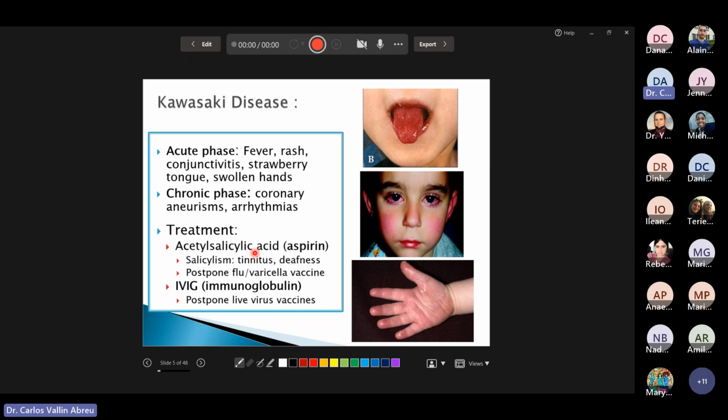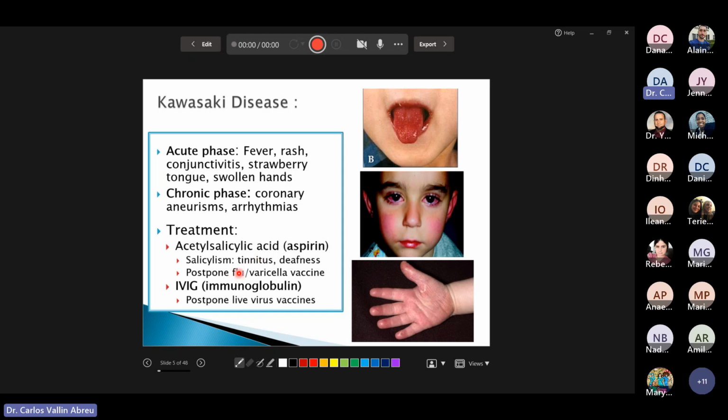The other implication is that this child with Kawasaki, while receiving the aspirin, cannot receive the flu or varicella vaccine until stopping the aspirin, because there is a possibility of developing Reye syndrome if you give the flu or varicella vaccine while taking the aspirin. But remember, it is just for a few weeks. So postponing this vaccine for a few weeks generally is not going to be a big deal. Okay. But it depends on the situation. The doctor will need to decide.